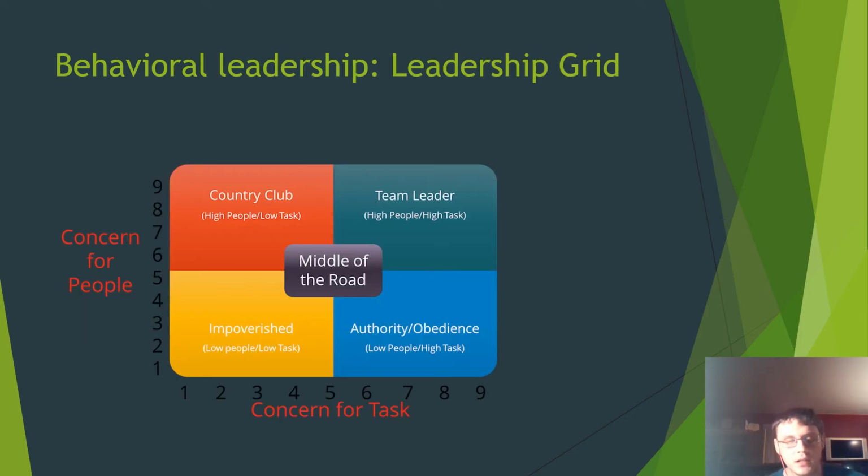Working off the Ohio State study, researchers Albert R. Blake and Jane S. Mouton created the leadership grid, which measures concern on a 1 to 9 scale, 9 being the most concerned and 1 being the least concerned. It's divided up into about 5 sections. First one being country club, which is when leaders are more concerned with the well-being and happiness of their employees than their bottom dollar in the production of their organization. Think of Costco and how they have a lot of employee benefits and employees love working there, despite the organization not making as much money as they could.